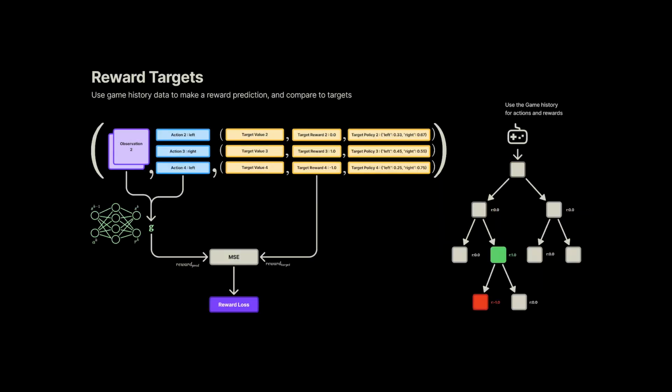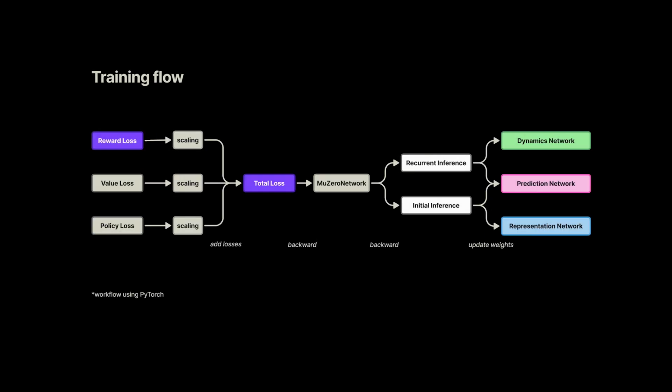So let's see how we can make the reward targets. Probably the most simple one. Here we use the game history of the actual rewards. We can send the rewards through mean square error where we also have the observation and the actions taken, which we send to the dynamics network. Together, this will give an indication of what the dynamics network should predict, and we can use this as a reward loss. So now we have the reward loss. Let's check out the next one.